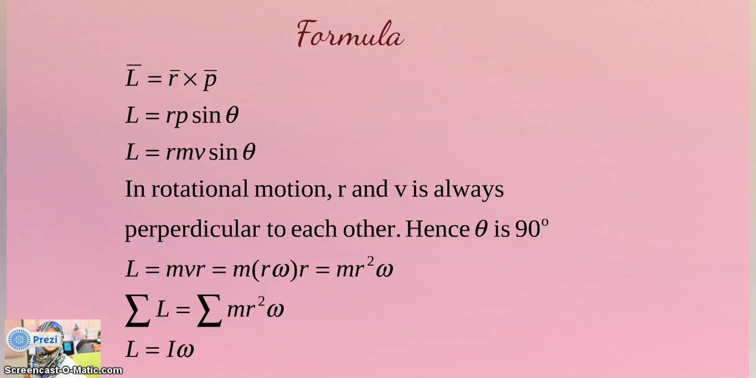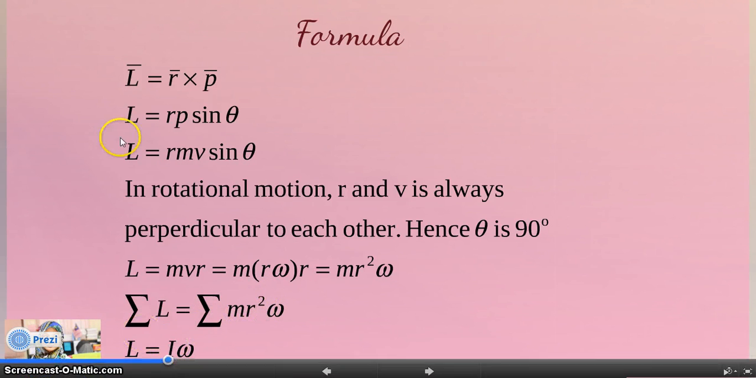For a rigid body that rotates, the sum of angular momentum L is equal to the sum of m r squared omega. And we know the sum of m r squared is equal to I. I is moment of inertia, which is a property of an object to resist any rotational motion, and it depends on its mass and distribution of mass about the axis of rotation.